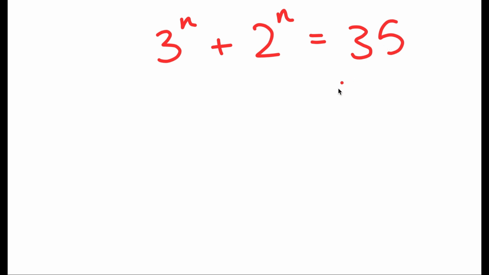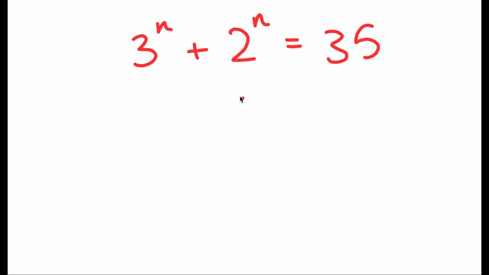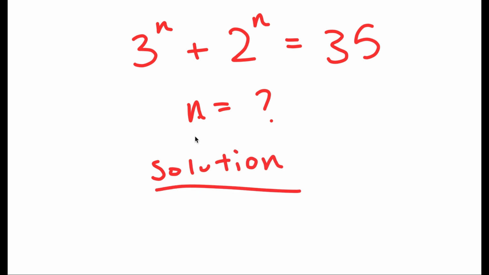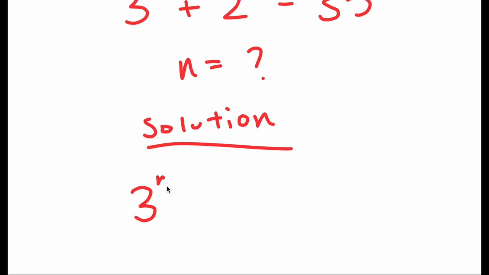Alright, so in this video, I'm going to solve the equation 3 to the power of n plus 2 to the power of n is equal to 35. So obviously, I want to find the value of n here. So for my solution, I'm going to first start my equation down here.